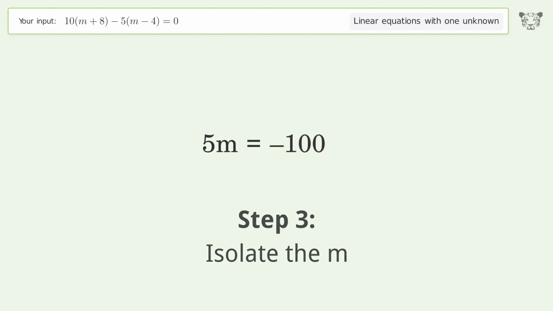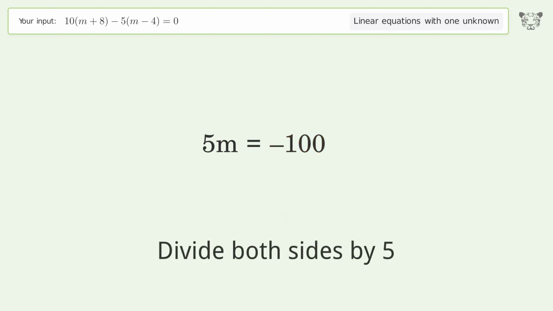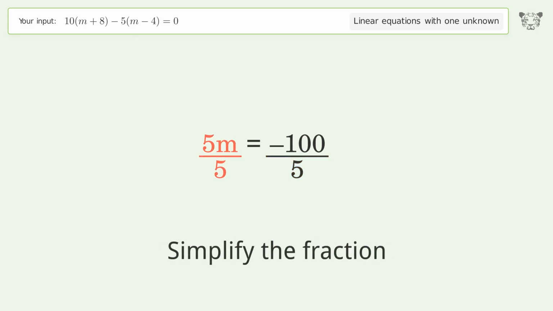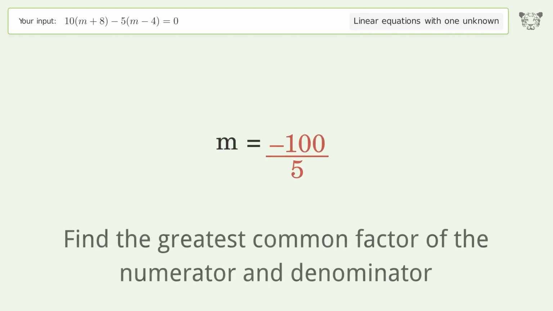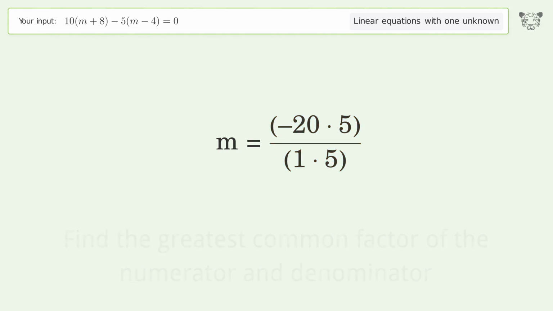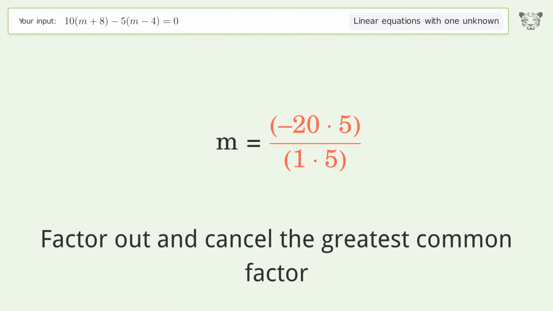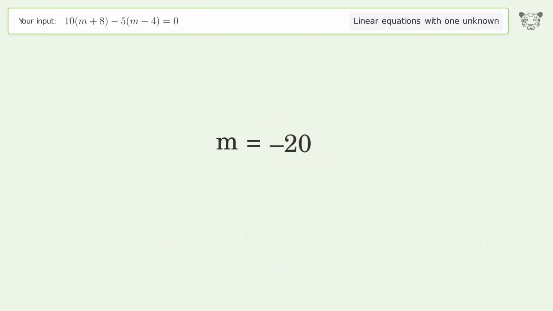Isolate the m. Divide both sides by 5. Simplify the fraction. Find the greatest common factor of the numerator and denominator. Factor out and cancel the greatest common factor. And so the final result is m equals -20.